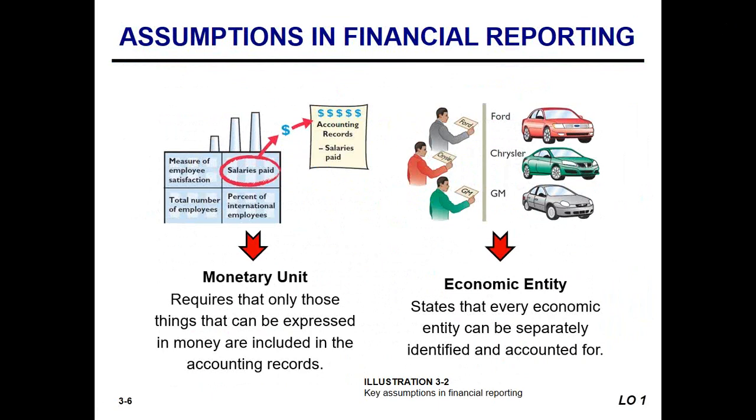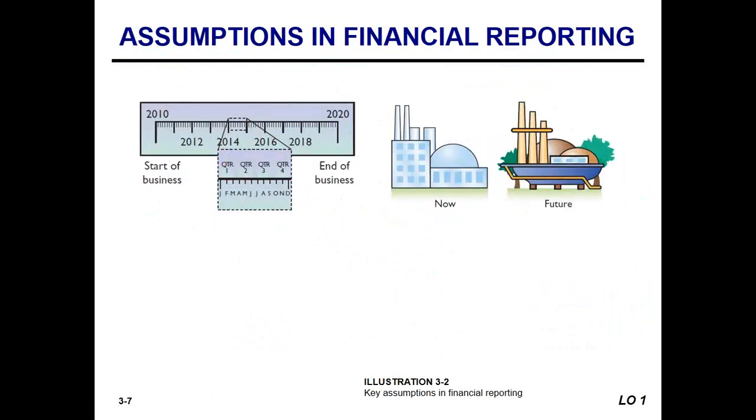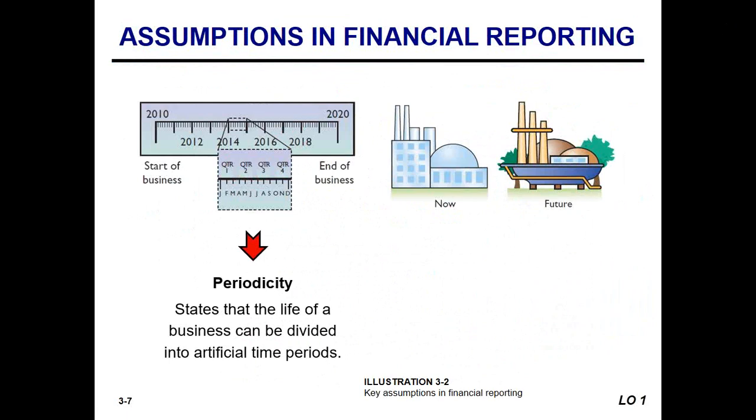An economic entity. We don't mix personal and business. The business can be separately identified. The time period assumption states that the life of a business can be divided into artificial time periods, such as quarters, months, and week or year. And the life of the business is from the beginning until it ends, but we break it down into smaller time periods.